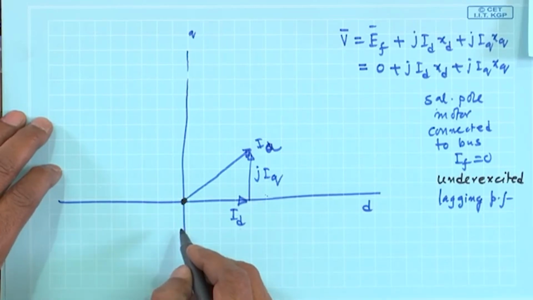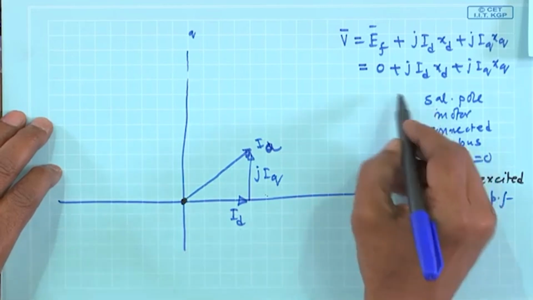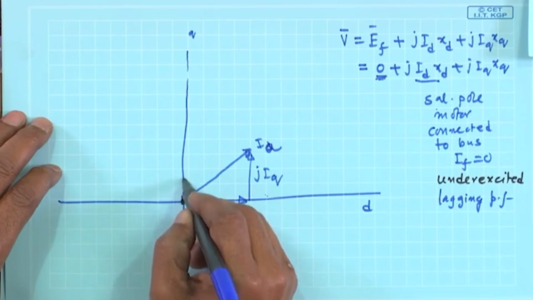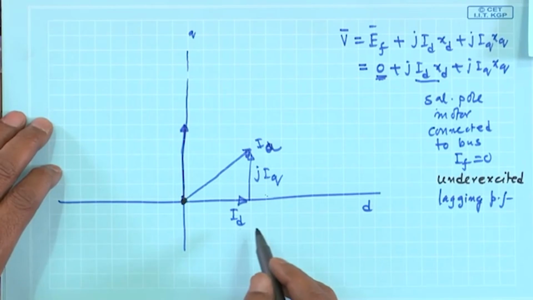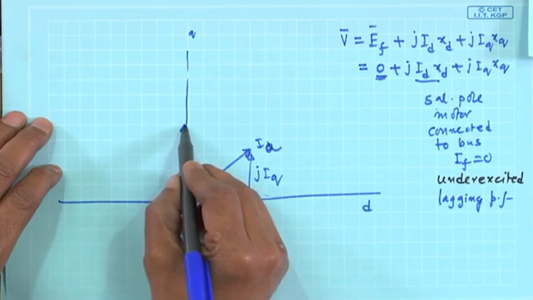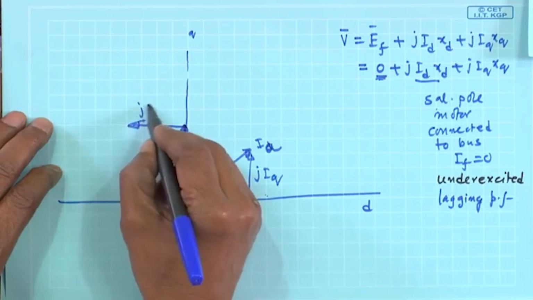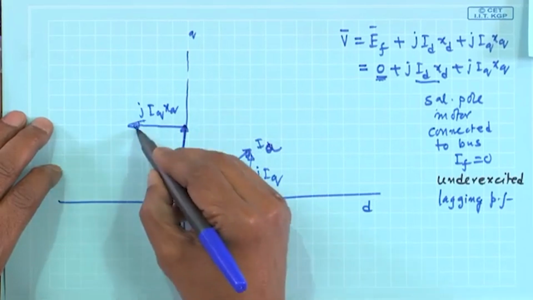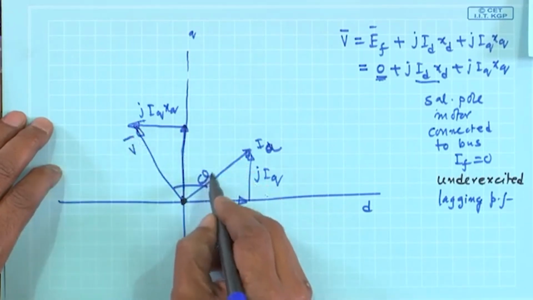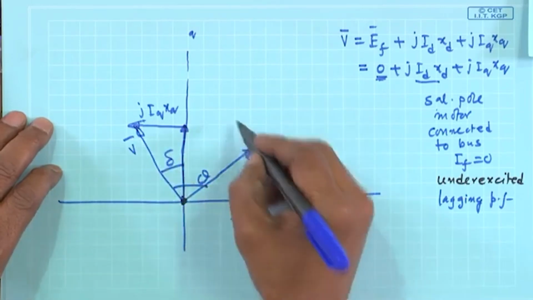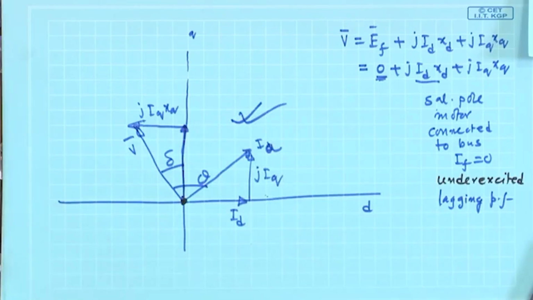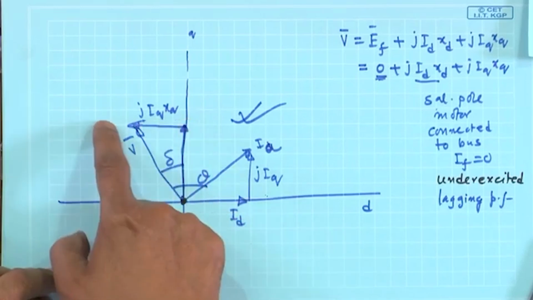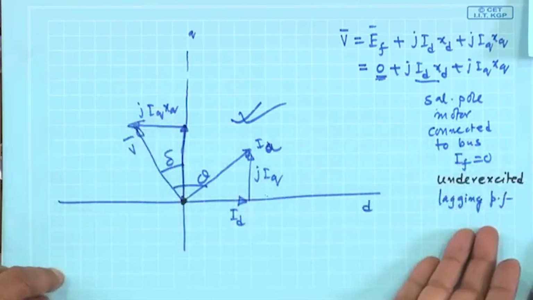So, 0 plus, you know, to this 0 you have to add ID XD. So EF plus J ID XD and J IQ XQ. Everything is consistent: ID, J IQ XQ, and this is your V, and this will be your theta and this will be your delta. This is the most correct one, with XD and XQ. So give proper argument and write correct equations. So EF 0 plus J ID XD plus J IQ XQ gives you V, lagging power factor, under excited. Okay, thank you.